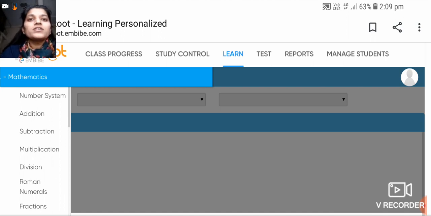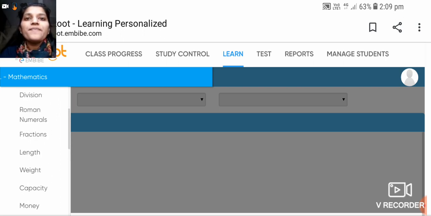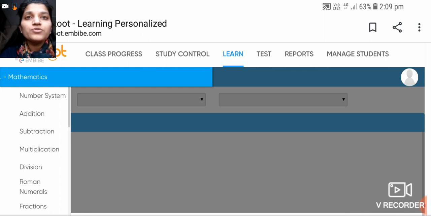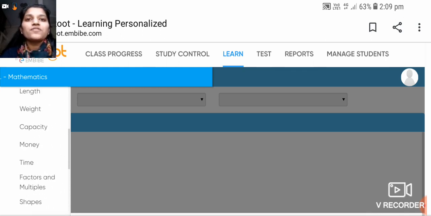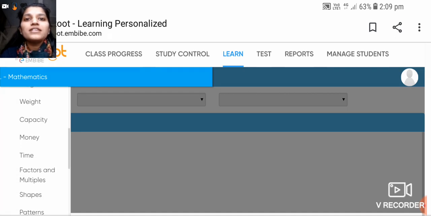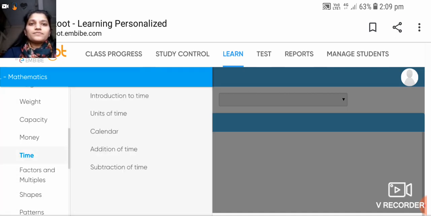Okay, so students, before solving the exercise in math CW and textbook, we are going to solve some examples using the Funtoot app. As you can see on the screen, I have logged into the Funtoot app, and once we log in, we can see the list of lessons, the list of chapters. Here we can see the time lesson, so I'm going to click on that.